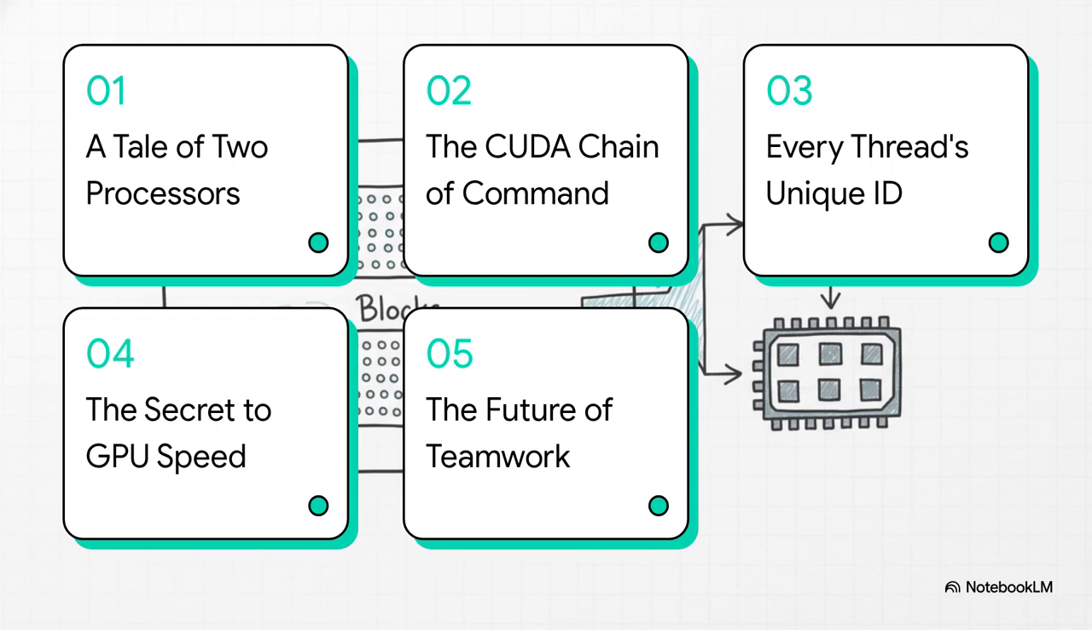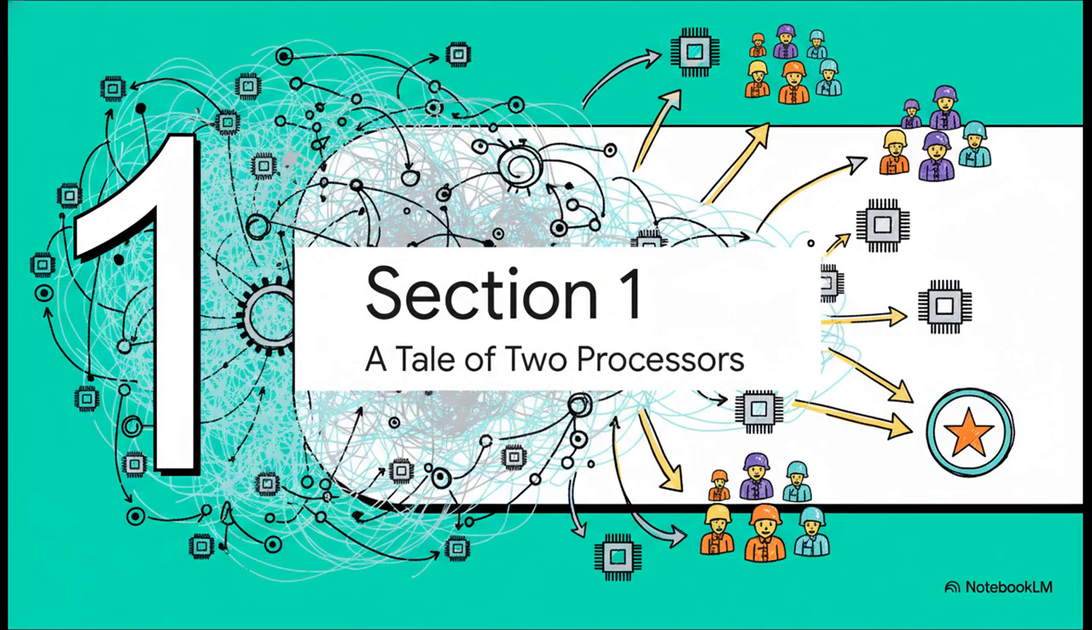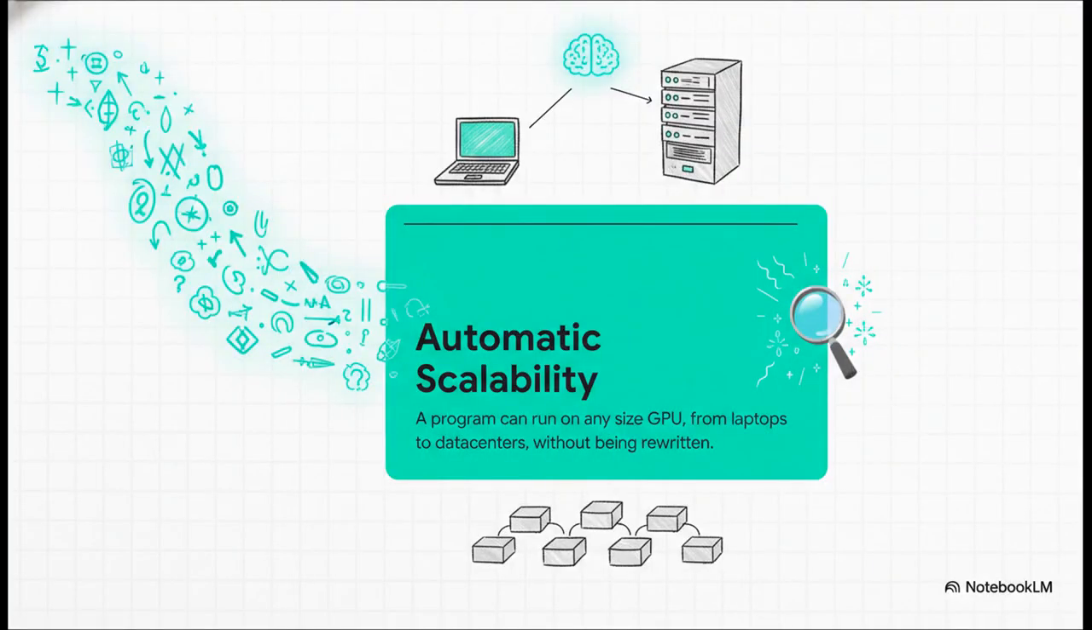Let's get to it. So the first big idea, and it's a really important one, is that you don't talk to the individual cores. You just don't. Instead, you create this high-level, abstract plan of all the work that needs to be done. You basically define the mission, and you let the hardware figure out how to assign its available troops to get that mission done. And this right here leads to one of the most powerful concepts in GPU programming, automatic scalability.